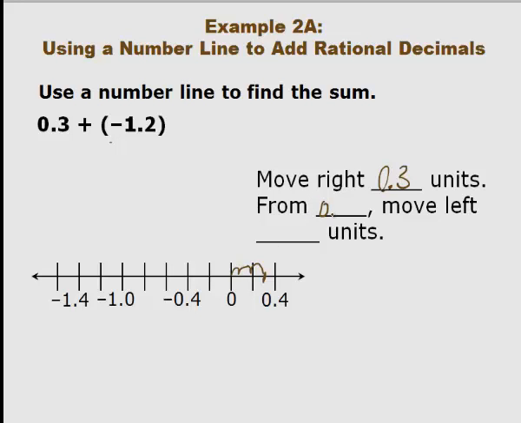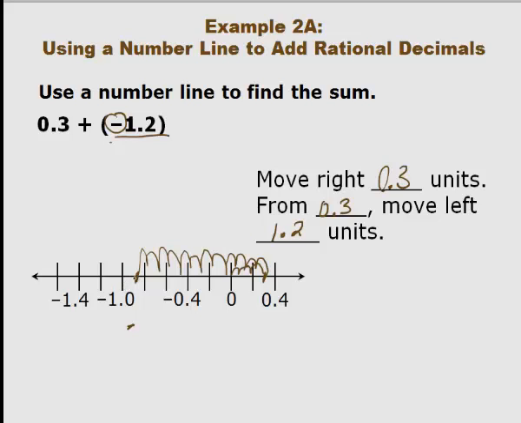And from the 3/10, we're going to move left. This means left 1 and 2/10. So we're going to move left 1 and 2/10. Well, here's 1/10, 2/10, 3/10, 4/10, 5/10, 6, 7, 8, 9, 10, 11, 12. So here's 12/10, which is what this is. And this would be a negative.